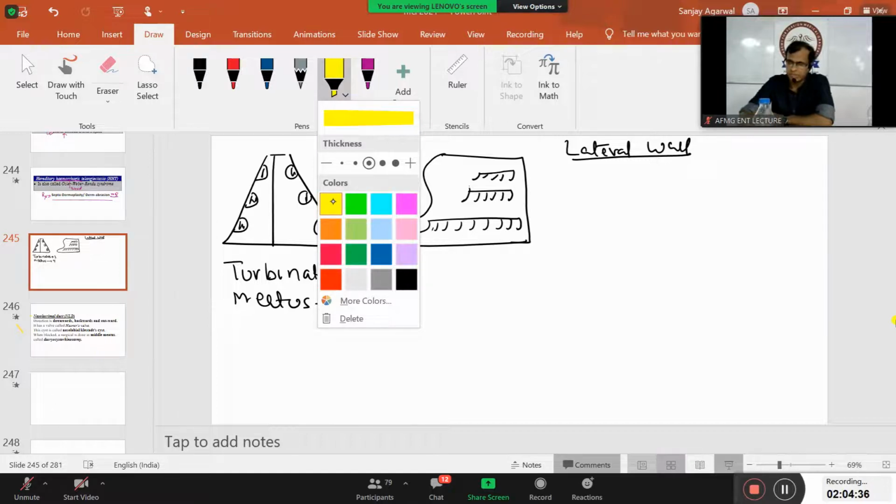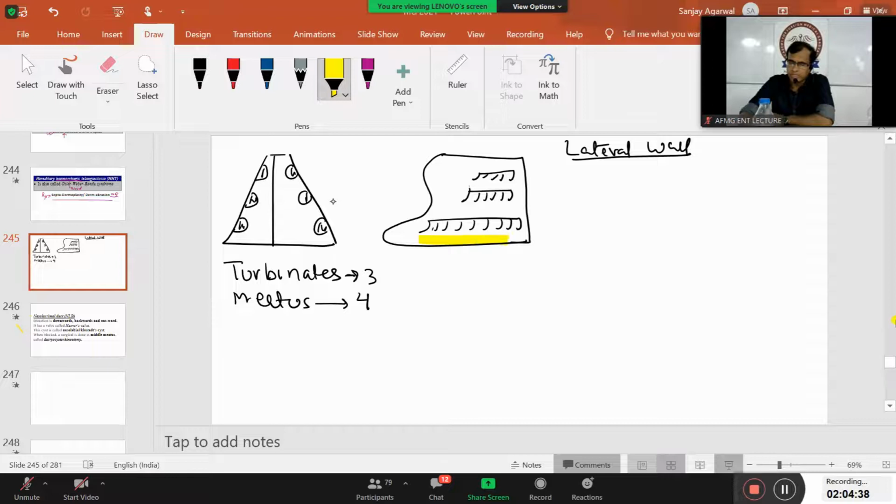These are the four meatus. See, look at the diagram. Below the inferior turbinate, this area is the inferior meatus. Below the middle turbinate, this area is the middle meatus. Below the superior turbinate, this area is the superior meatus, and the top one is the supreme meatus. Inferior, middle, superior, supreme.